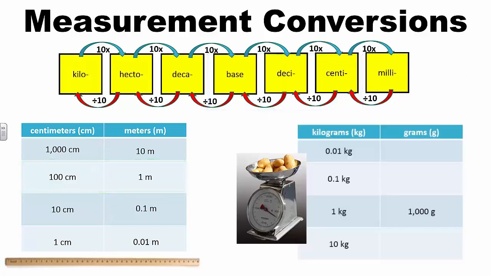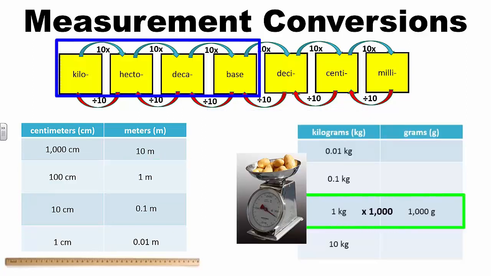In another example, we see that 1,000 grams equals 1 kilogram. So 1/100th kilogram times 1,000 equals 10 grams. 1/10 of a kilogram times 1,000 equals 100 grams. And 10 kilograms times 1,000 equals 10,000 grams.